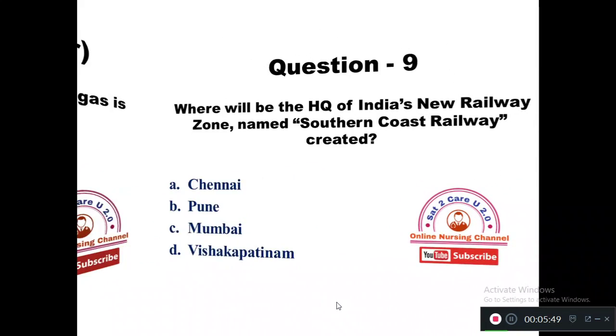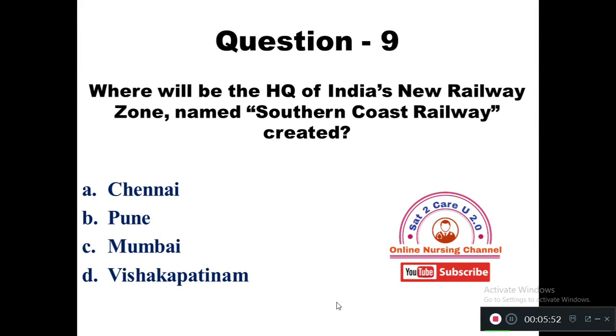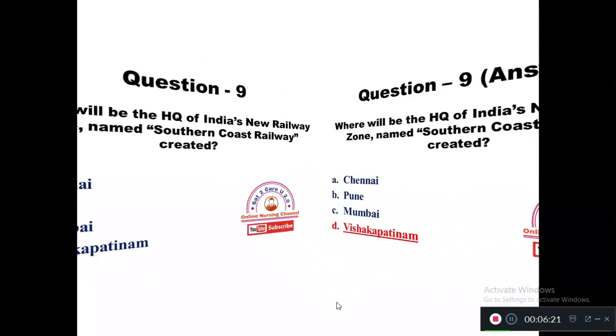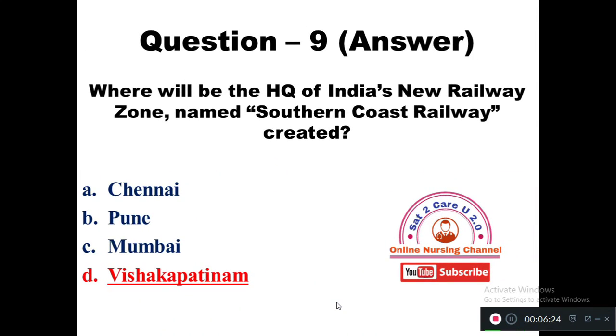Question number 9. Where will be the headquarters of India's new railway zone named Southern Coast Railway? A. Chennai, B. Pune, C. Mumbai, D. Visakhapatnam in Andhra Pradesh. Recently, Piyush Goyal, Indian Railway Minister, announced the creation of a new railway zone called Southern Coast Railway, whose headquarters will be in Visakhapatnam, Andhra Pradesh. Chennai already is the headquarters for Southern Railway. Mumbai is the headquarters for Western Railway.